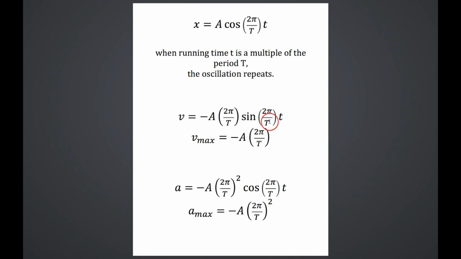So big T is 1/2, or it's half the period. What that means is that we have a maximum velocity of 2 pi divided by T, the period, times whatever the amplitude is. Okay.